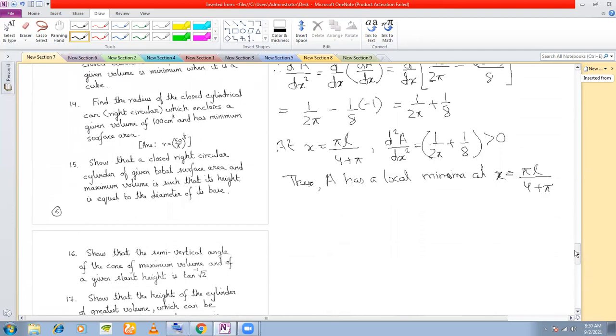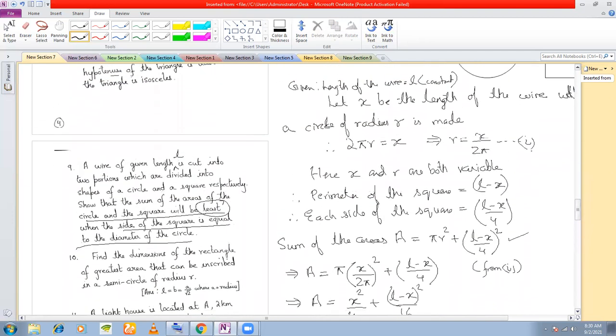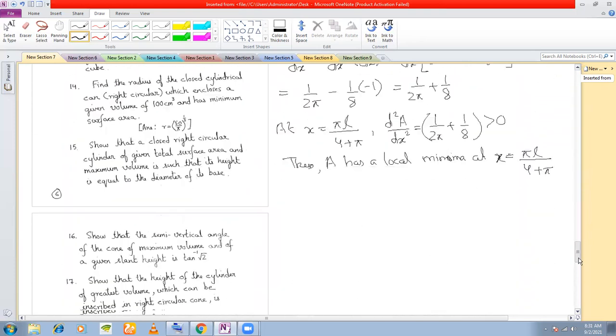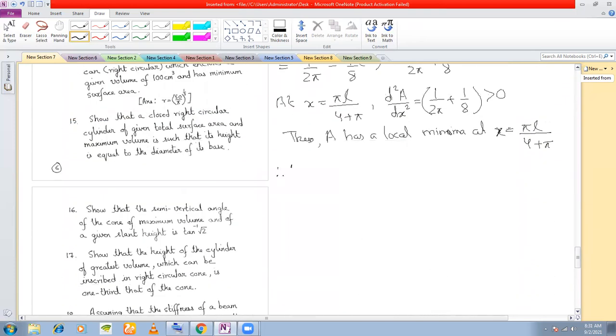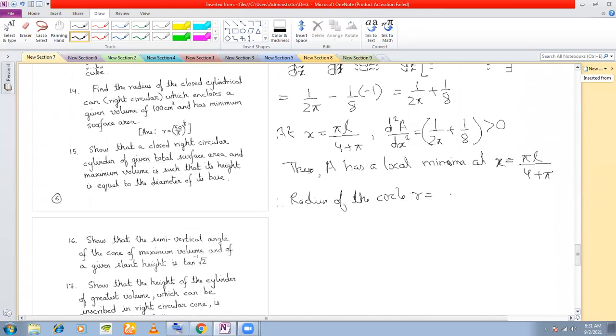You have found out x, right? So what should be the radius of the circle? From 1, you can find out the radius. Therefore, radius of the circle r is equal to, what was the expression? x by 2 pi. Put the value of x here. 1 by 2 pi times pi L by (4 plus pi).